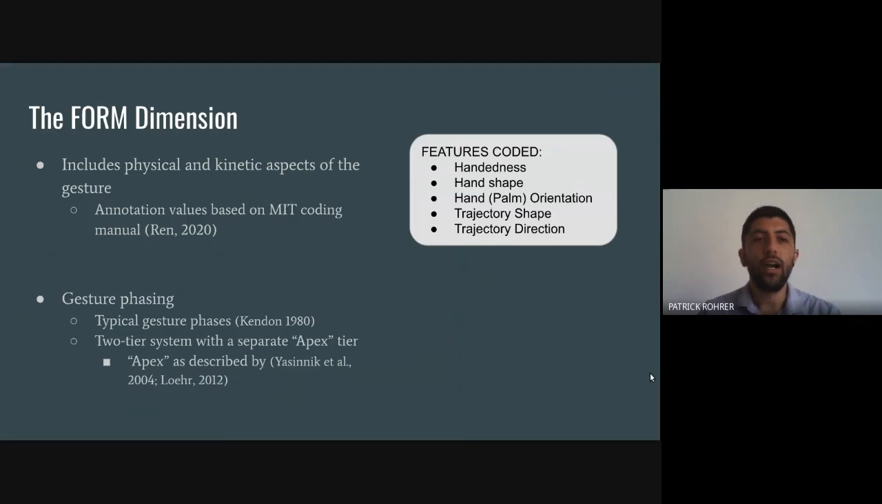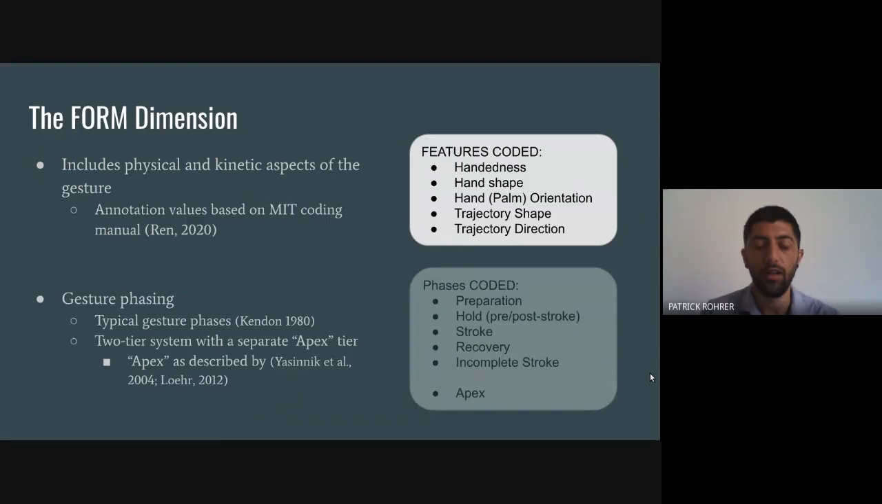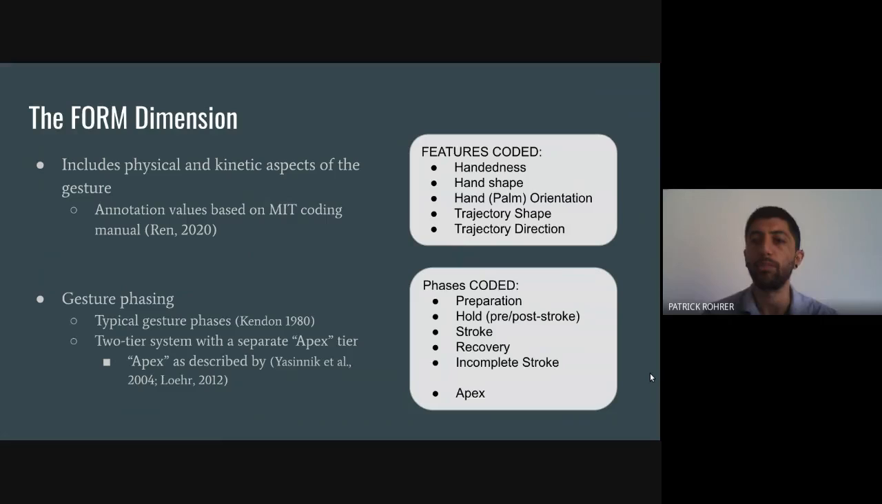In addition to the actual physical and kinetic aspects of the gesture, we also include here gesture phasing, where we use the typical gesture phases that were originally described by Kendon, so preparation, hold, stroke, recovery. We've also added an incomplete stroke. And then on a separate tier, we code for the apex, as described by Jeseník et al., and lower, as sudden stops or changes in direction, etc.